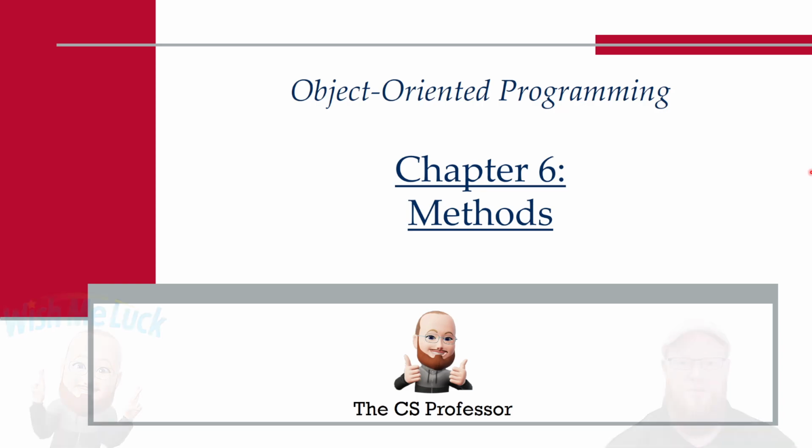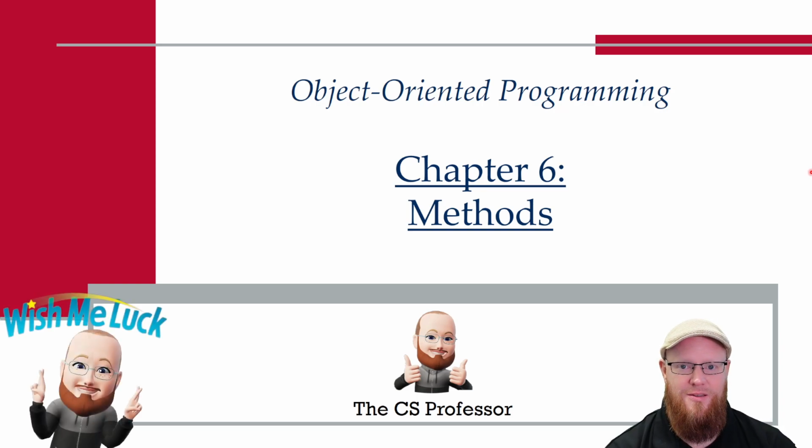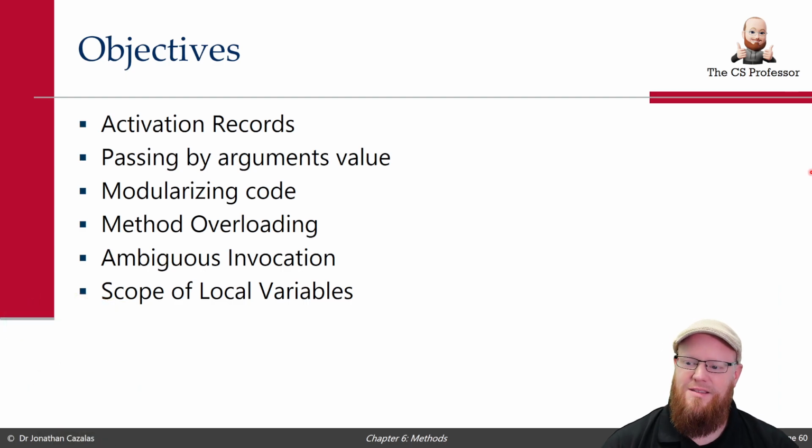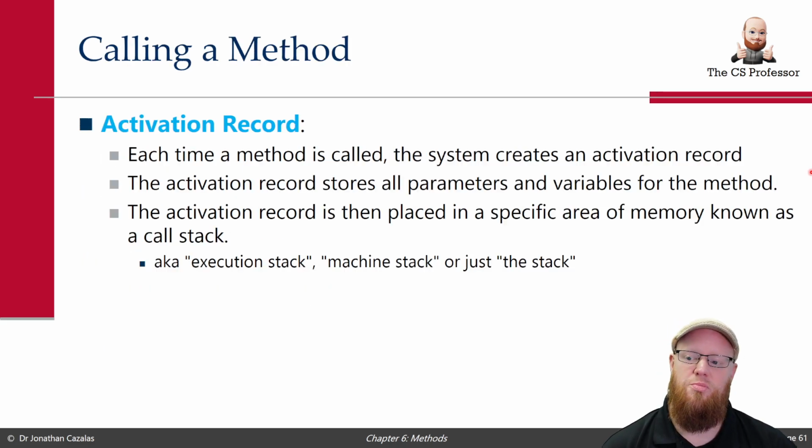Here we go, part 2 of methods. Wish me luck. There's a lot on the agenda. We have activation records, passing arguments by value, modularizing code, method overloading, ambiguous invocation, and even the scope of local variables. So starting right off the bat, what is an activation record?